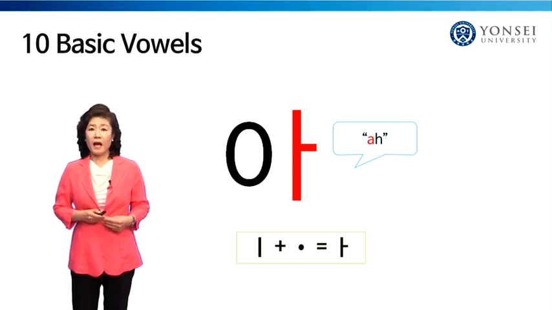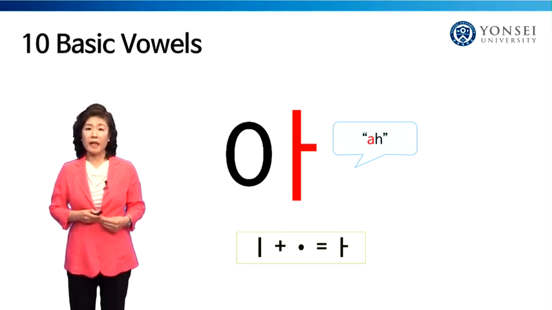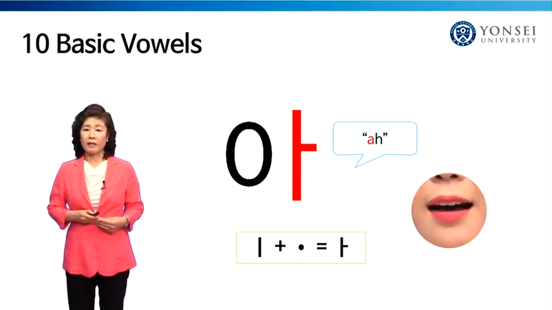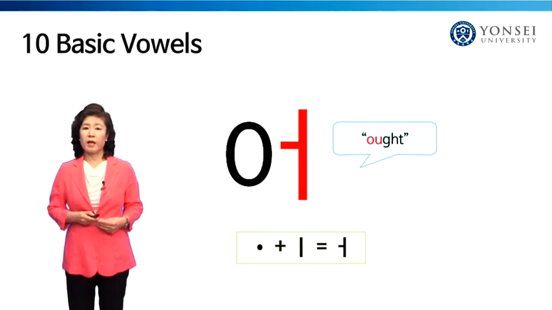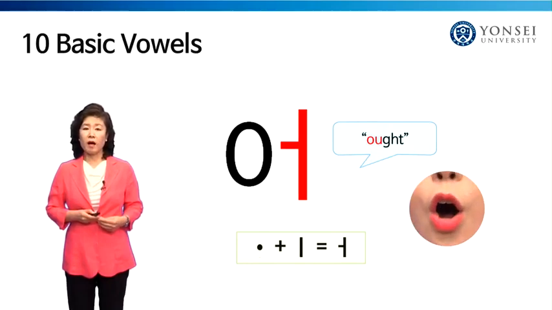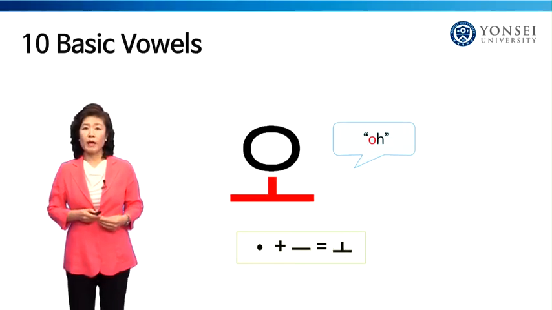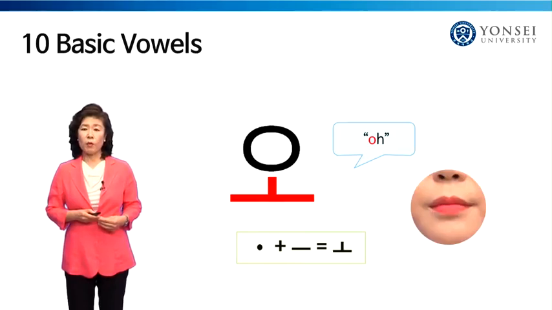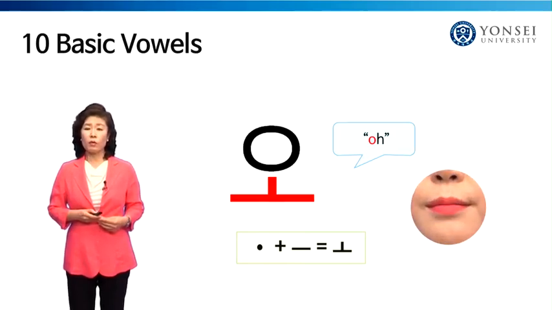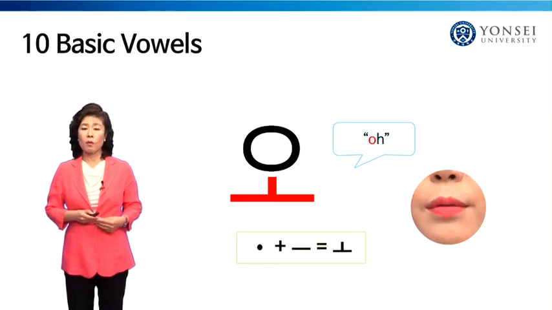First, ah sounds like the A in ah. Ah. Aw is the OU sound as in odd. Aw. O has a very pure O sound. O.